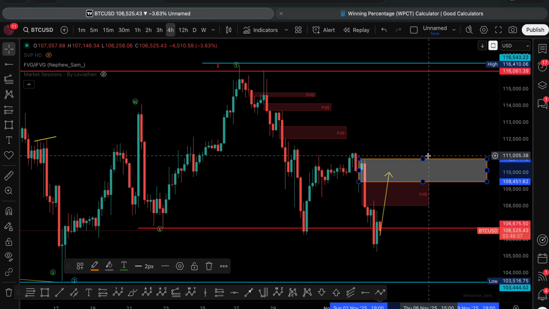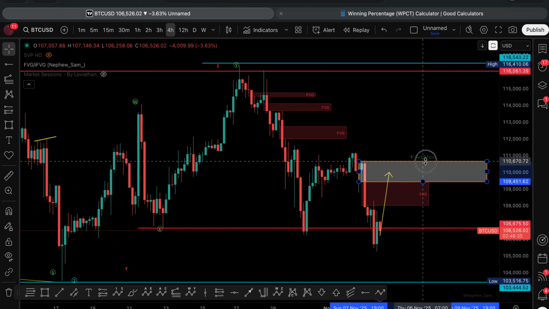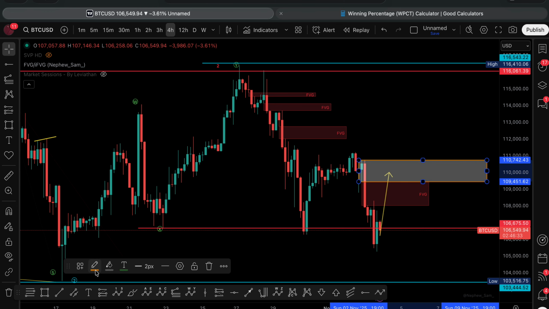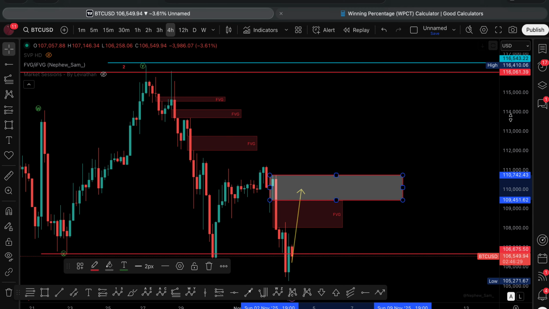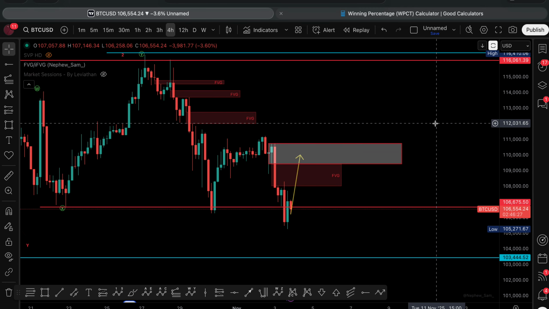So let's see, we'll mark it like this. Red is 4 hour. If you see something red, it's 4 hour. Green, 1 hour. Blue, daily.